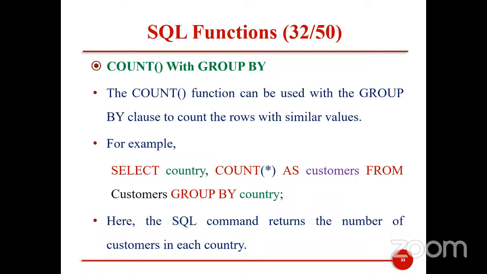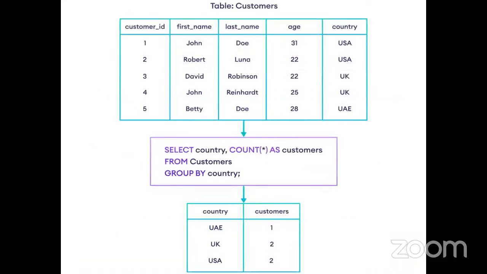and look for the customers who belong to maybe UK. How many of them? It will add them and put them inside the table called customers. The same for USA, and then the same for UK.